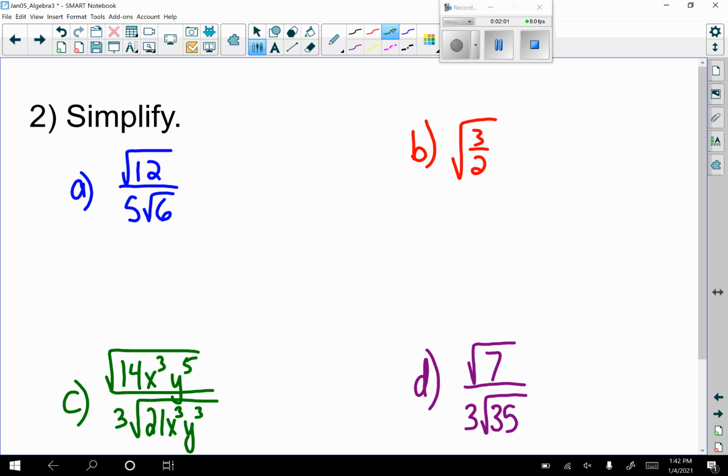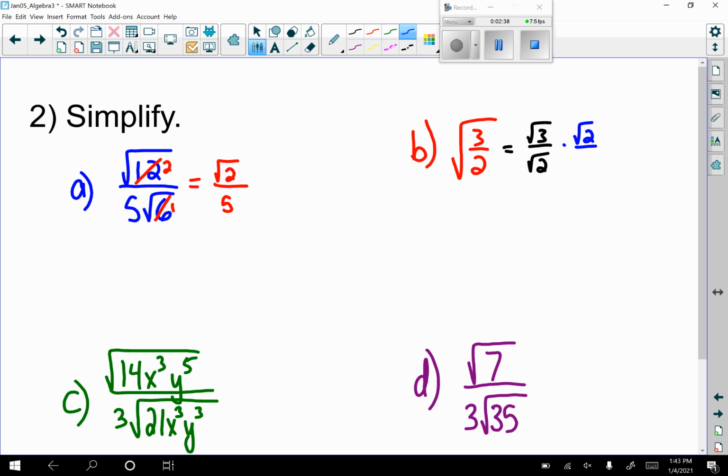Again, pause the video to try these on your own, but I really want you guys to pay attention. Make sure you know how to do these. All right, so in A, we have radical 12, and then we have a radical 6. Now, since they're both underneath the radical, I can divide those. So I could say the 6 becomes a 1, the 12 becomes a 2. But notice the 2 is still underneath the radical, and then in my denominator, I get 5. The square root of 1 is just 1, so I get a radical 2 over 5, and there's nothing left to do.